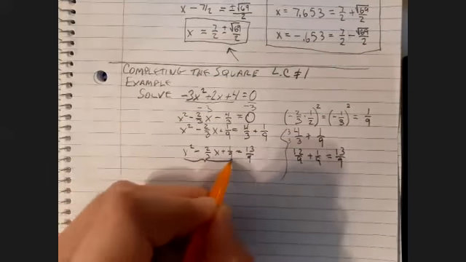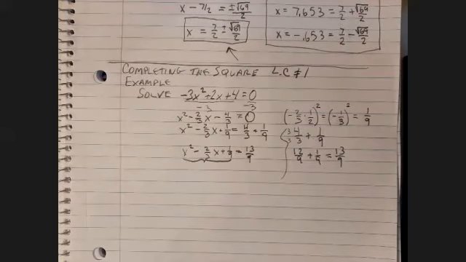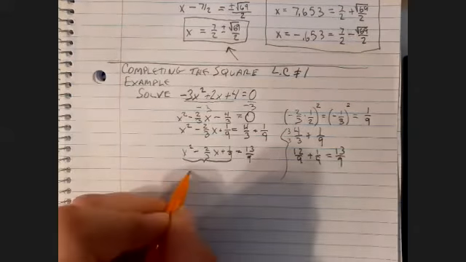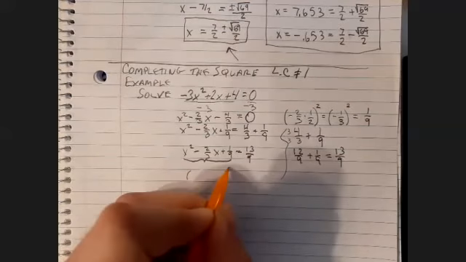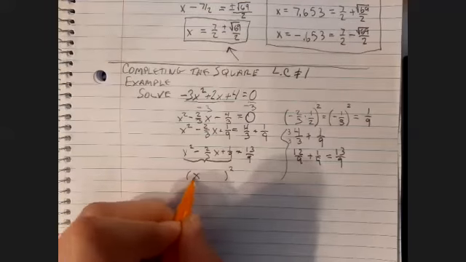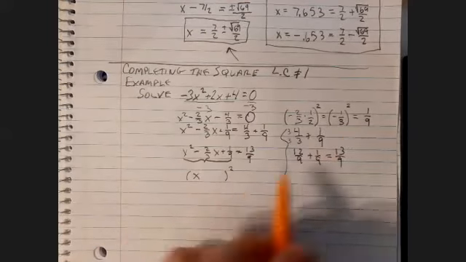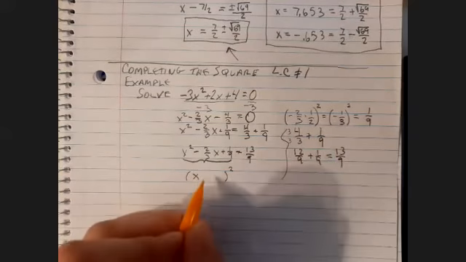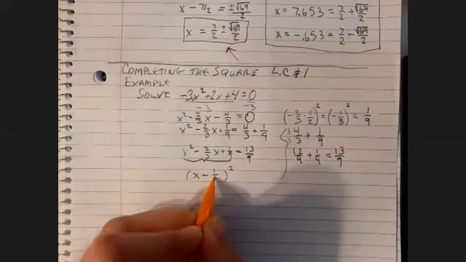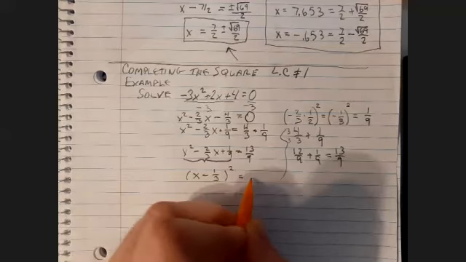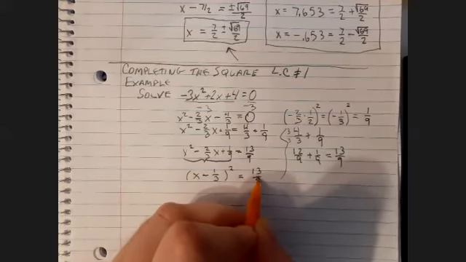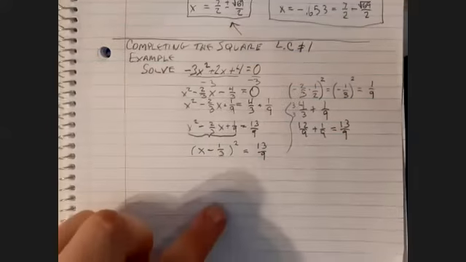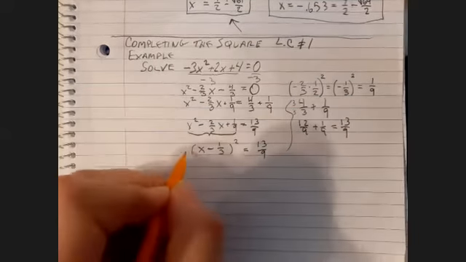This is a perfect square trinomial now, because we did this process over here. That will always, if you do it correctly, always factor into x and plus or minus whatever you squared over here. Okay, so in this case it's minus, so it's (x - 1/3) squared equals 13/9. Now, to finish solving the equation, all we have to do is take the square root of both sides.